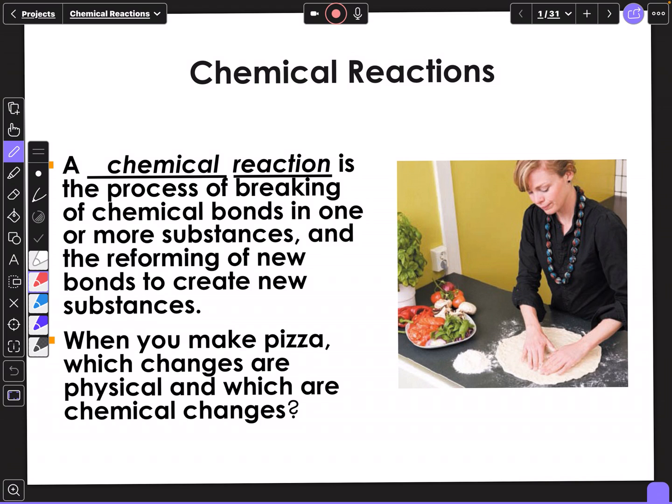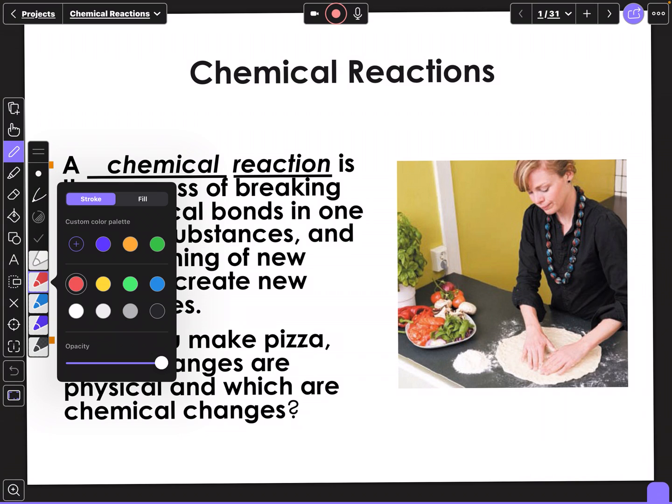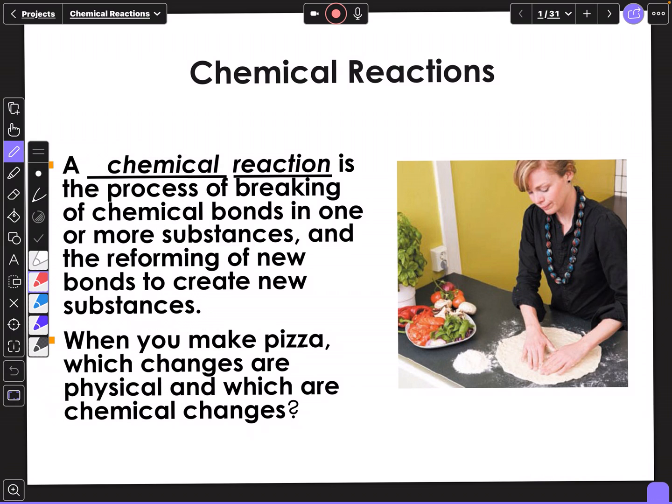Okay, in today's lesson, first we're going to review over chemical reactions that you should have gone over yesterday. Then we're going to talk about types of reactions. So first, a chemical reaction is a process of breaking chemical bonds in one or more substances and the reforming of new bonds to create new substances.